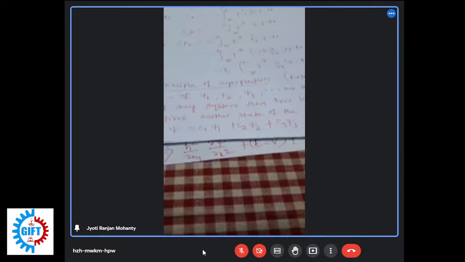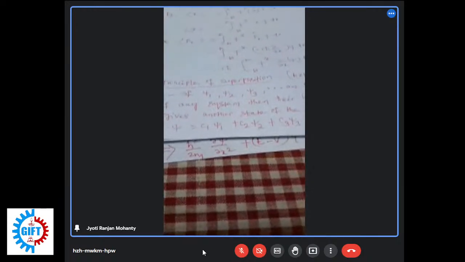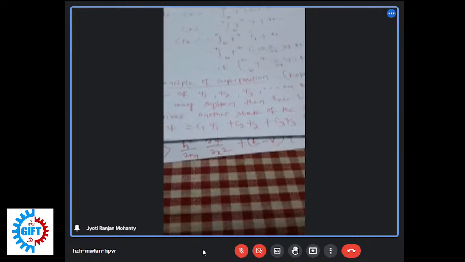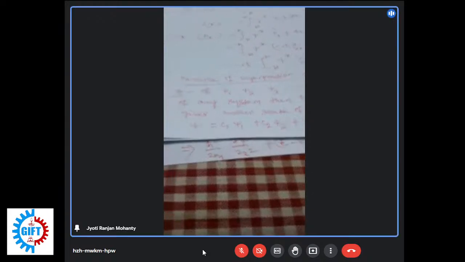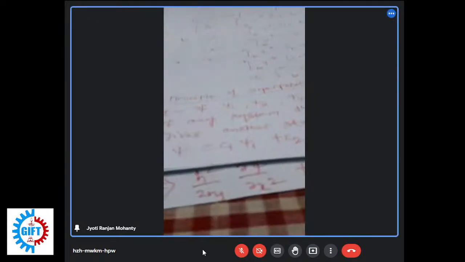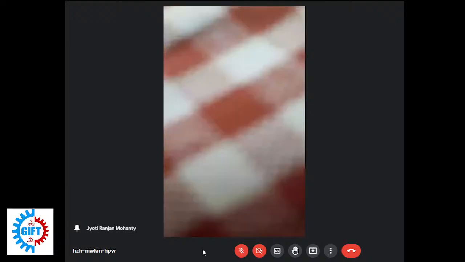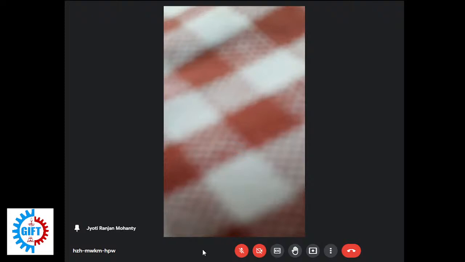Ruturaj Lanka. Yes, sir. Read the statement. If psi 1, psi 2, psi 3 are wave functions of any system, then their linear combination gives another state of the system such that psi is equal to C1 psi 1 plus C2 psi 2 plus C3 psi 3.